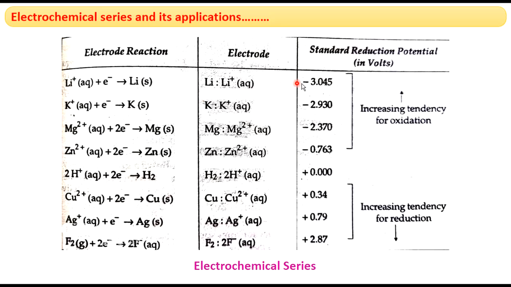Reactivity decreases from top to bottom, and so lithium is considered a strong reducing agent. Fluorine is considered a strong oxidizing agent. Reducing tendency increases from top to bottom. Oxidizing tendency decreases from top to bottom.